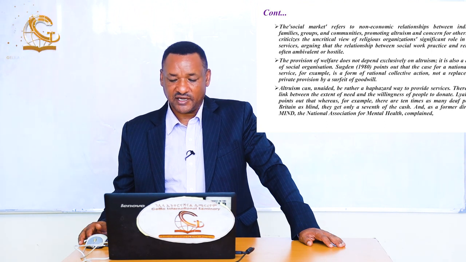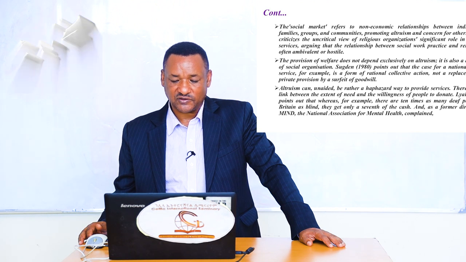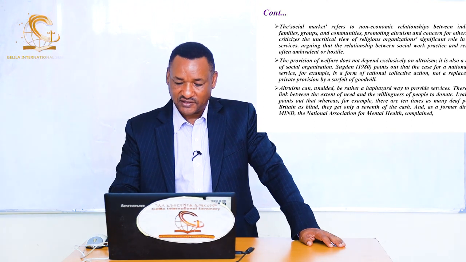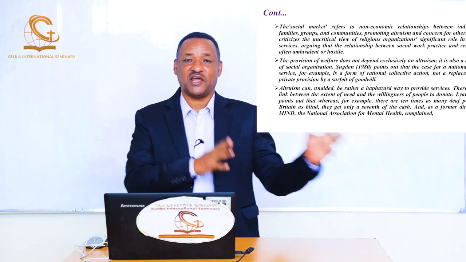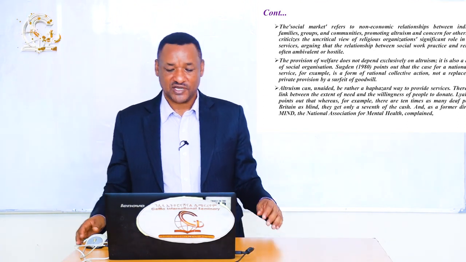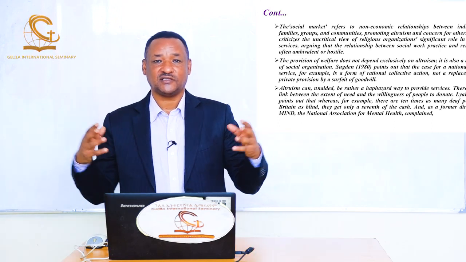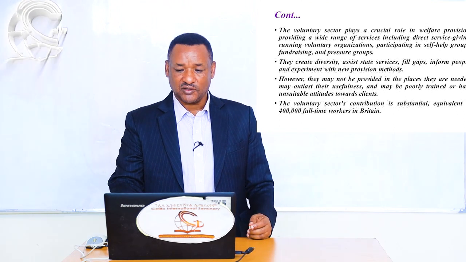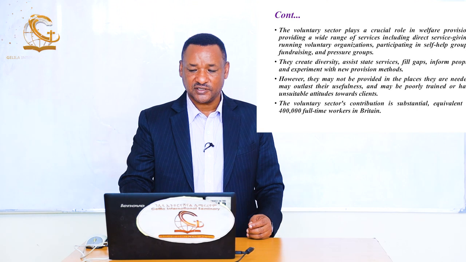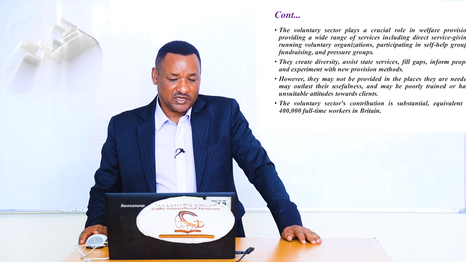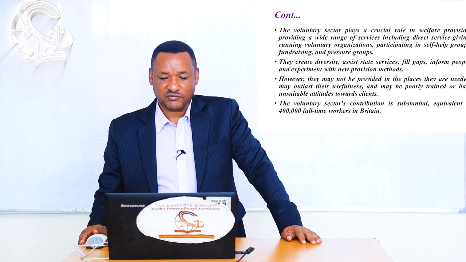For example, there are 10 times as many deaf people in Britain as blind people, yet they get only a seventh of the cash. The former director of the National Association complained because the attention given to blind people and to deaf people is very different. So this shows that the altruism of the interconnection of families, individuals, groups, and communities creates a stigma among themselves. So that's why stigma includes physical, mental, and poverty.